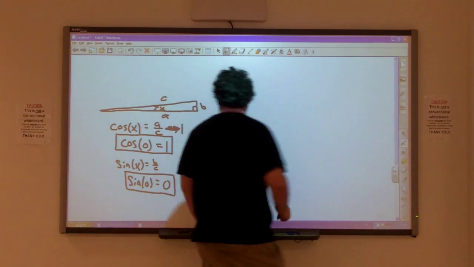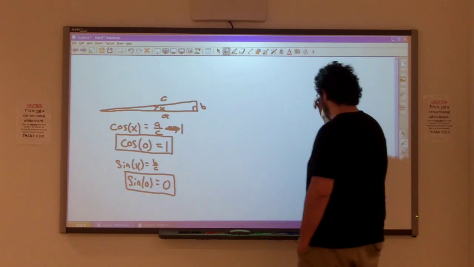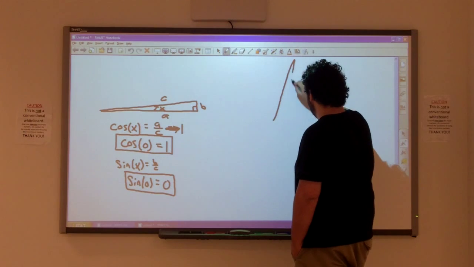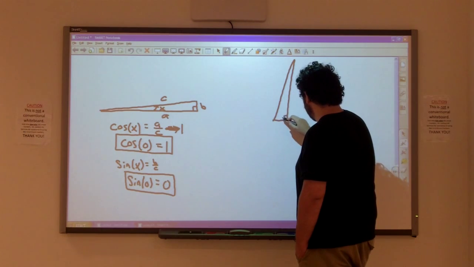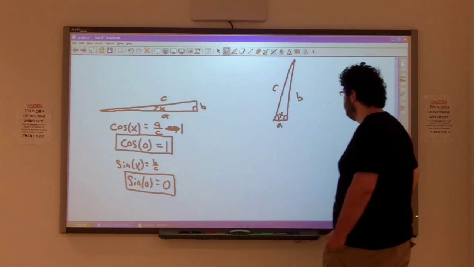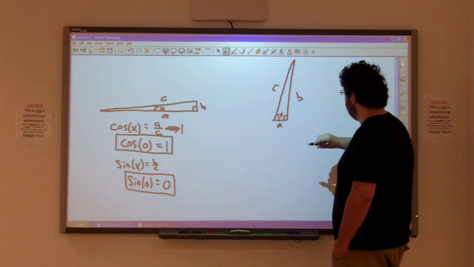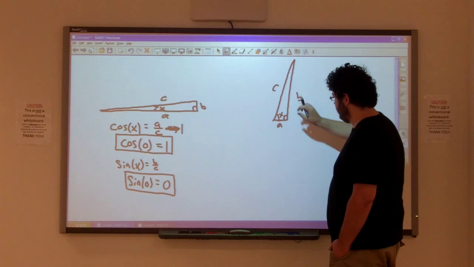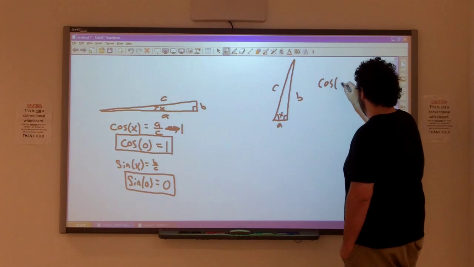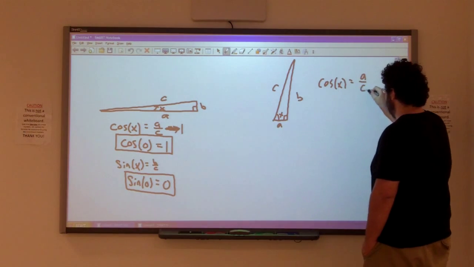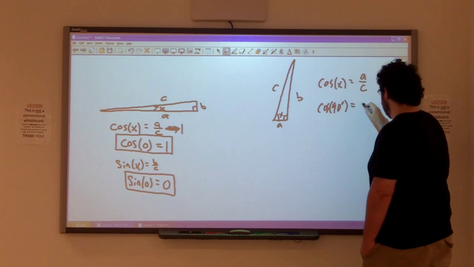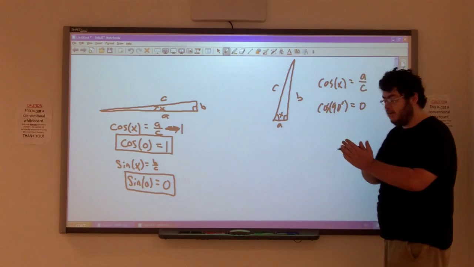All right, let's look at the other extreme. Let's say that we have a triangle where the angle is getting very large this way. So let's say now this is our angle. This is our A, B, C. Well, we now see that our A is getting smaller and smaller, and as x goes to 90, this will collapse in. So we have cosine of x equals A over C. So cosine of 90 will be 0 because A will go to 0 as it collapses in on itself.